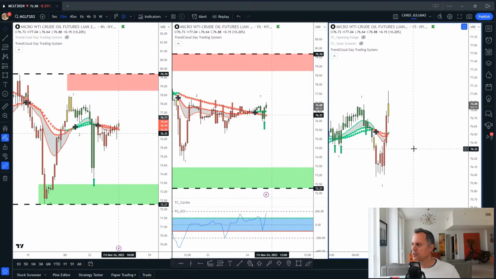Anything you guys want me to look at? Otherwise, I'll probably cut it short here. Not much going on, but we followed some price action today.